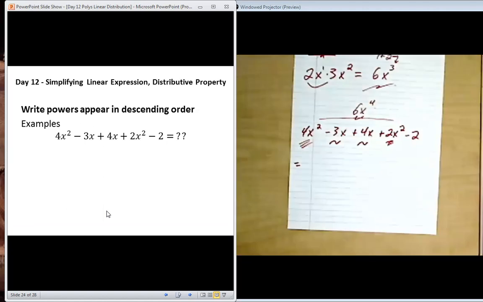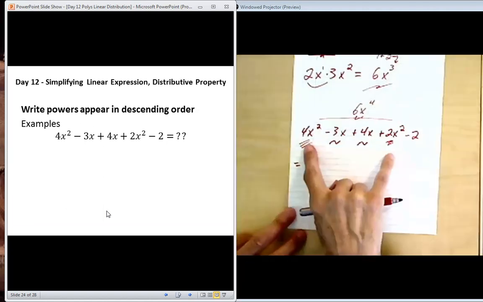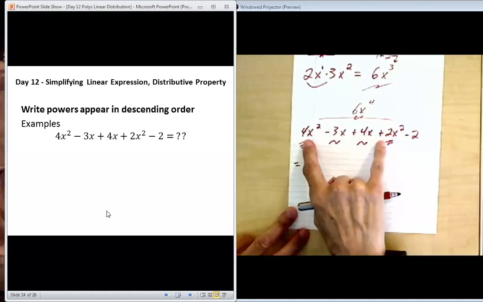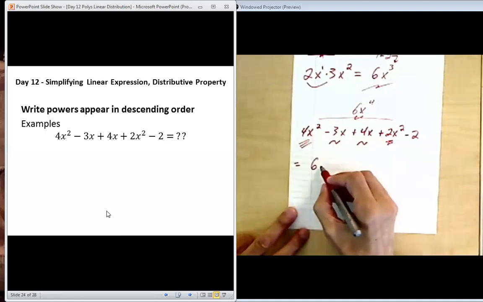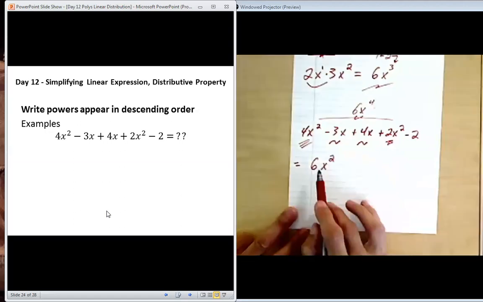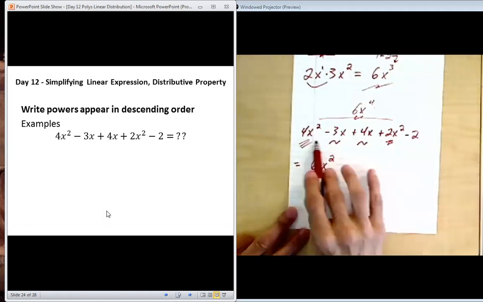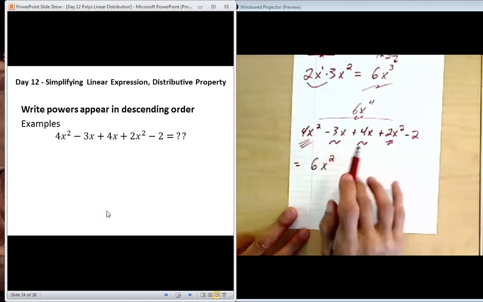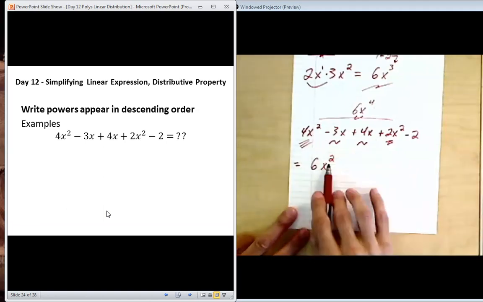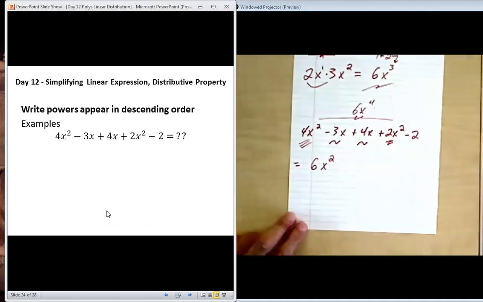Okay, so for the x squareds then, how many do we have? 6. We add the coefficients. x to the power of 4? No, it stays as x to the power of 2, because we aren't multiplying these things, we're adding these things. So if we're adding or subtracting, it kind of counts the same, and it stays as x to the power of 2. Okay, that one looks good.